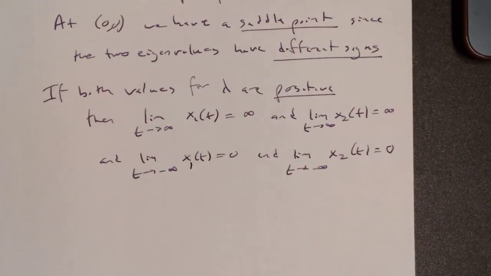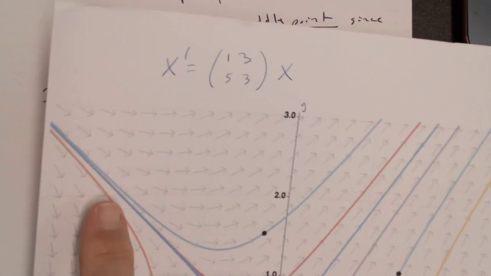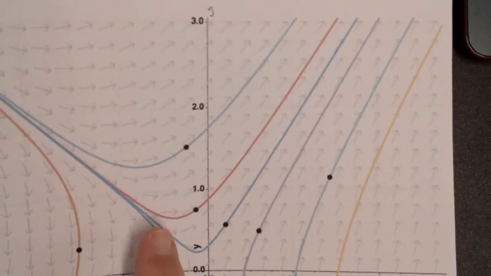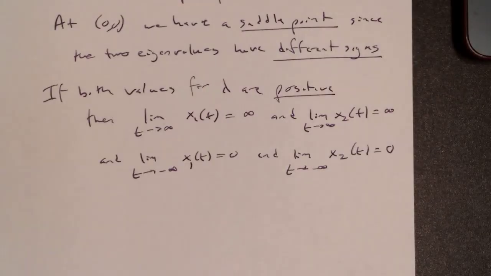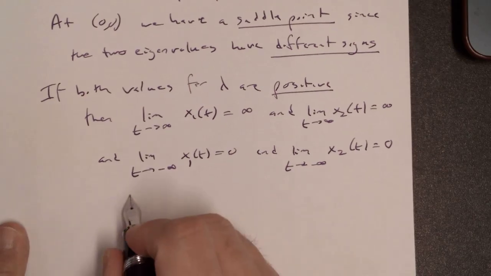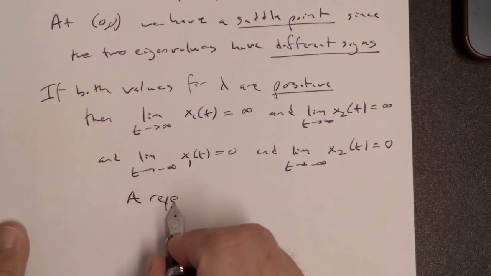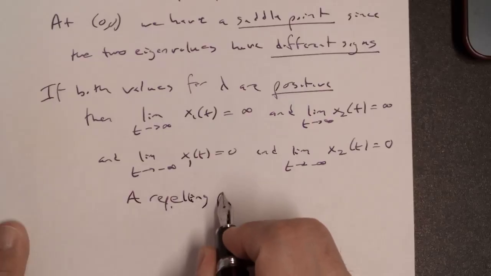So if we think of t as time, then as time goes on, what happens to all of my arrows? They go away from the origin. All of my arrows should point away, as opposed to in the picture we were just looking at, where some of the arrows pointed in towards the origin and some of them pointed out. If I have two eigenvalues and they're both positive, all the arrows point out, which means everything's going away. We call that a repeller. Or a repelling point.